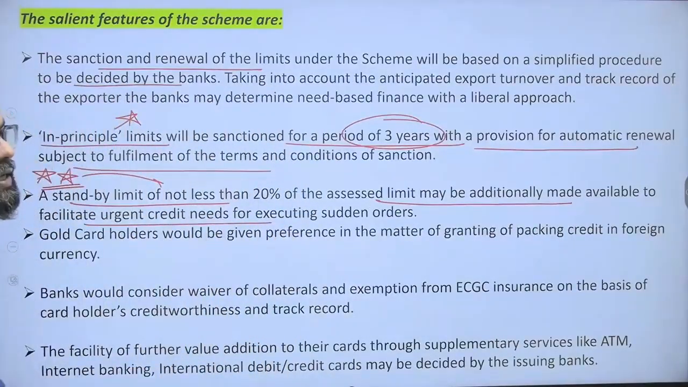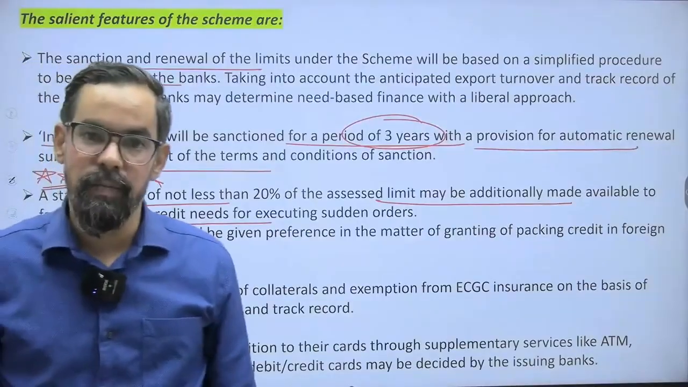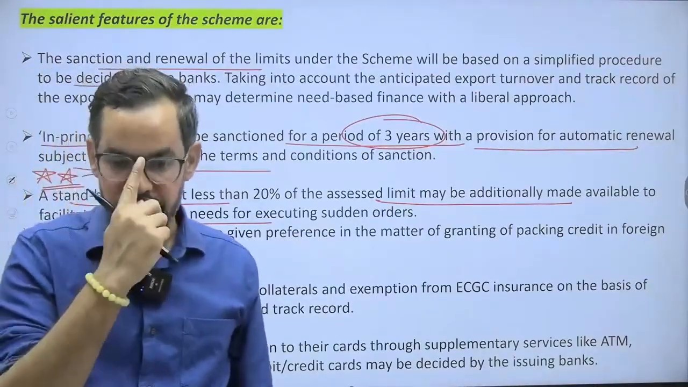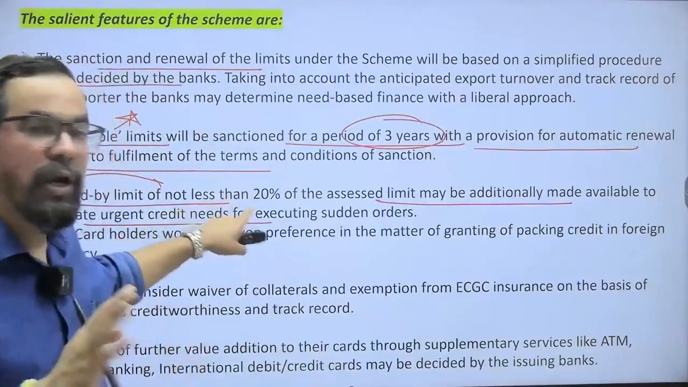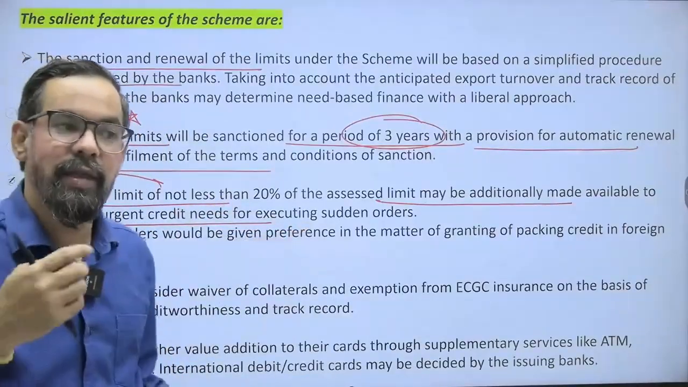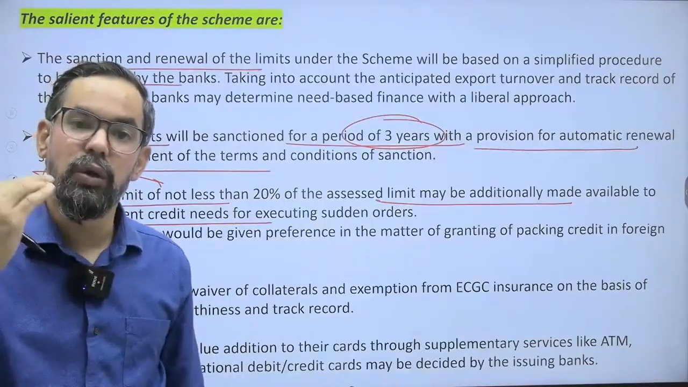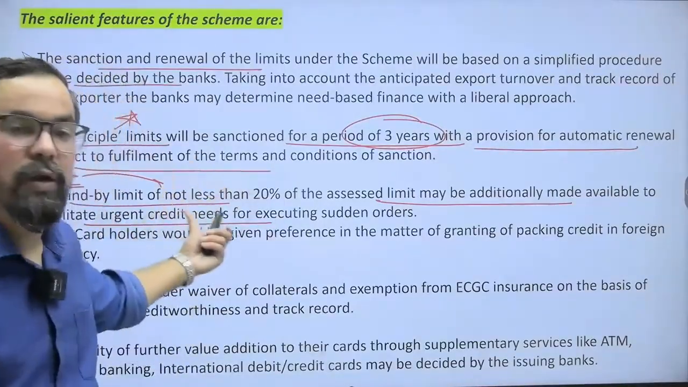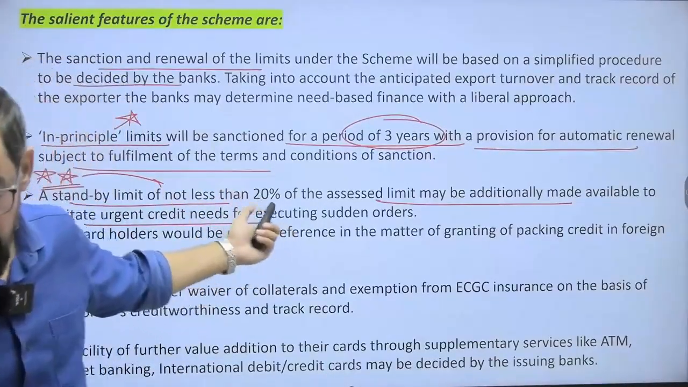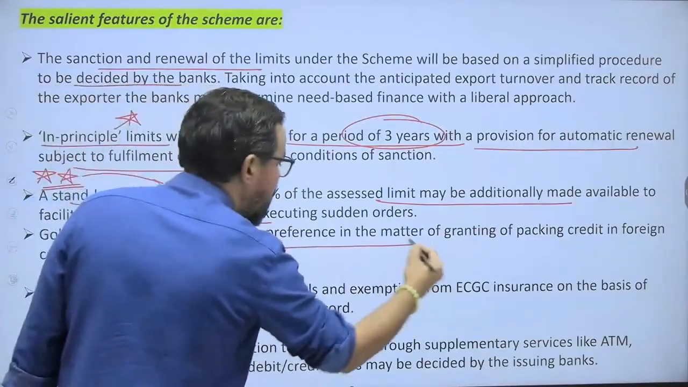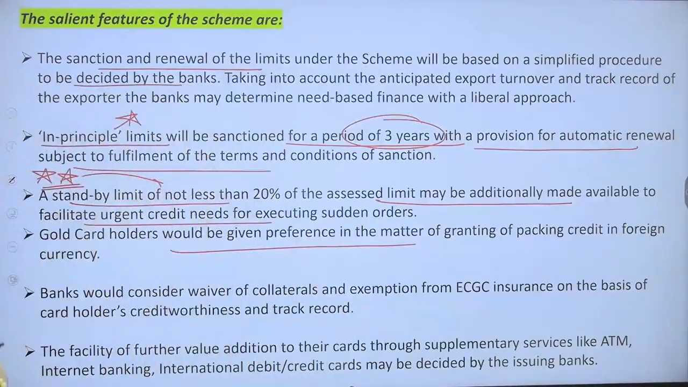Okay. Not less than 20% of assessed limit may be additionally made available to facilitate urgent credit needs. Let's say we have issued a gold card to any exporter worth rupees 1 crore. Okay? So they have a standby limit of 20% also. That means if they need some sort of urgent money, they have 1 crore 20 lakhs, so they can use that by using this card itself. So that is the benefit.